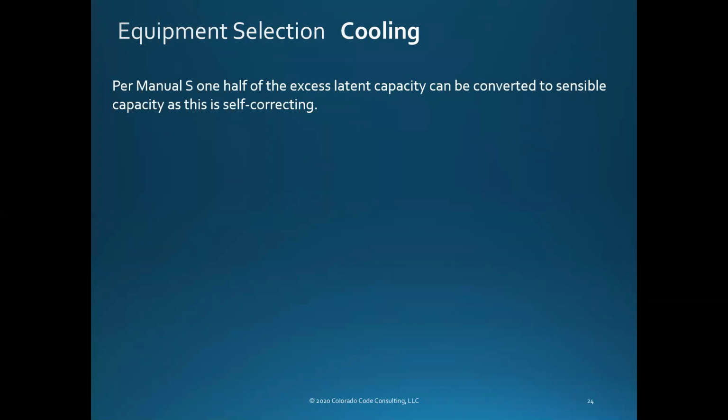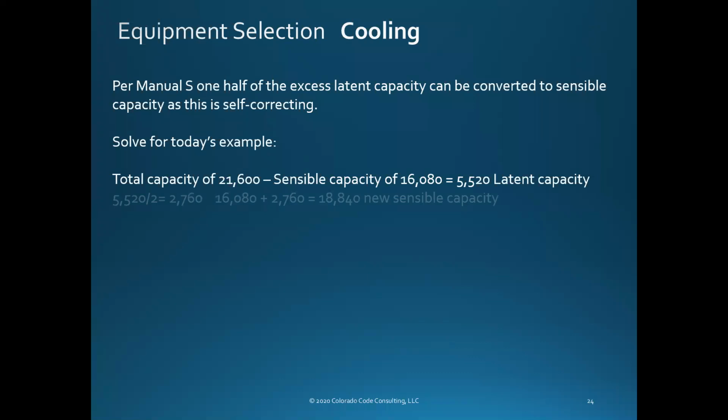So clearly we've got lots of excess latent capacity, so we can actually do some math and get this to a 0.87. We take it, we've got 5,500 BTUs, and we divide it in half so we can get down to that 2760, no problem. We can just add it right back to sensible, can we not? Why wouldn't we be able to?